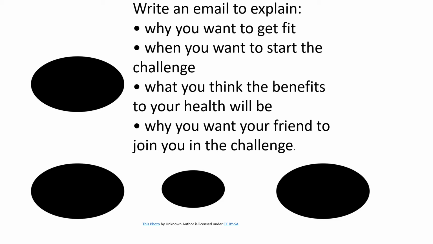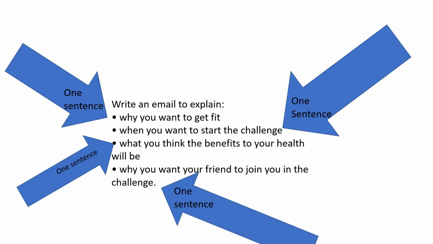So in the examination, you've been given the information to help you structure your answer. So you have to write about the bullet points. So think about at least one sentence for why you want to get fit. At least one sentence for when you want to start. At least one sentence for what you think the benefits to your health will be, and at least one sentence for why you want your friend to join you.